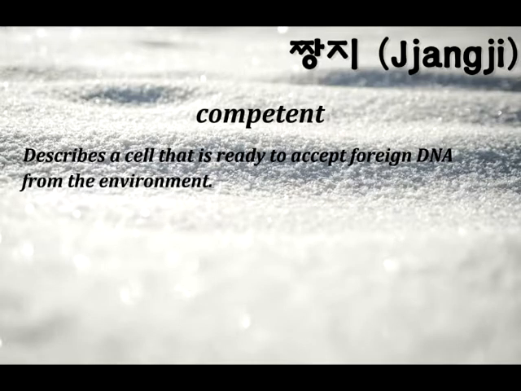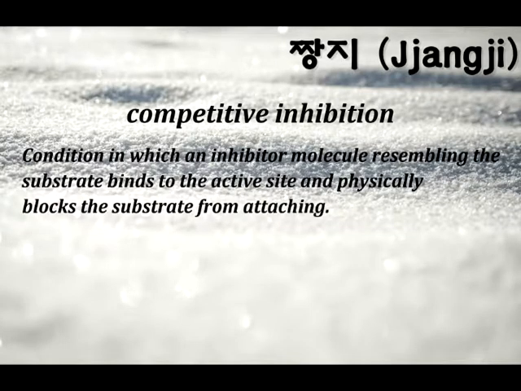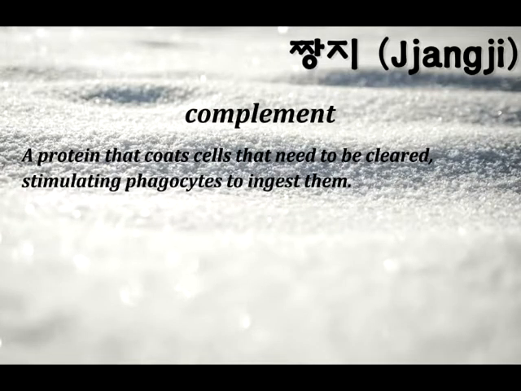Competent, describes a cell that is ready to accept foreign DNA from the environment. Competition, both species involved are harmed by this kind of interaction. The two major forms of competition are interspecific and intraspecific competition. Competitive inhibition, condition in which an inhibitor molecule resembling the substrate binds to the active site and physically blocks the substrate from attaching. Complement, a protein that coats cells that need to be cleared, stimulating phagocytes to ingest them.